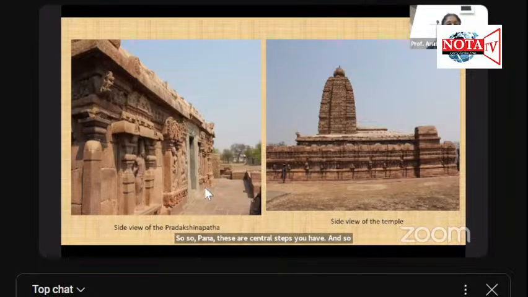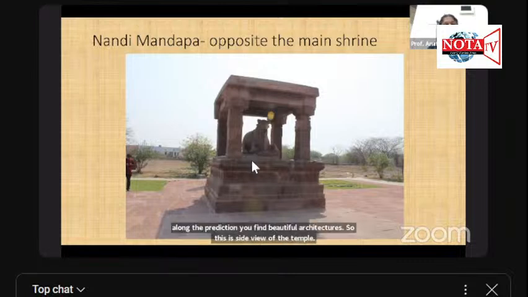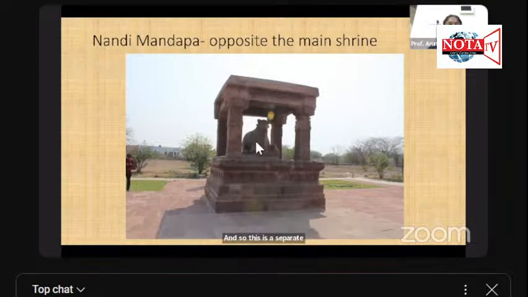And here is this Pradakshina Patha. As you go along the Pradakshina Patha, you find beautiful architecture. So this is a side view of the temple. And this is a separate Nandi Mandapa. You have Nandi, but unlike the Navabrahma temples, where Shiva and Parvati were seated on Nandi, you don't find it here.